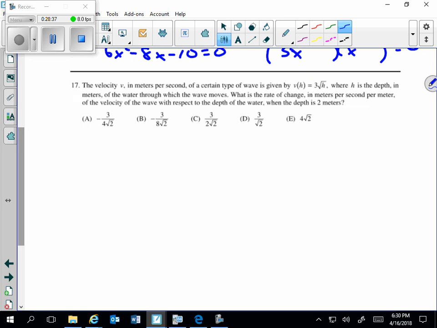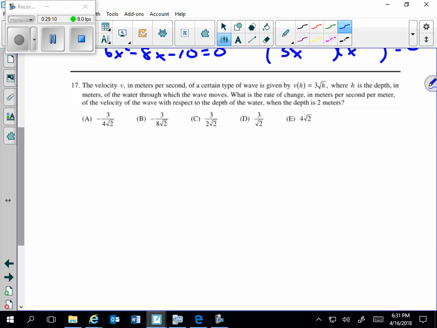All right, number 17. Velocity is given by that equation. H is the depth. Water's moving through waves, etc. What's the rate of change in meters per second? What is the rate in meters per second? Oh, sorry, meters per second per meter. And what does that mean? Meters per second per meter.